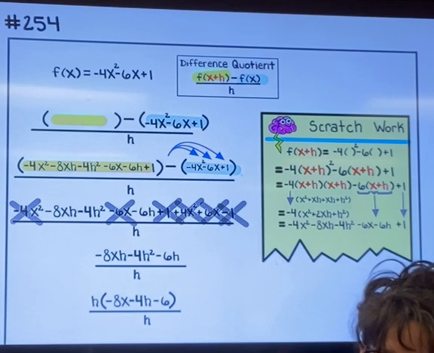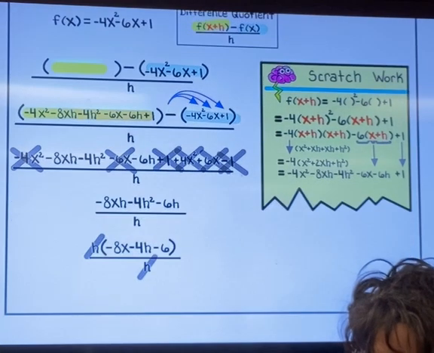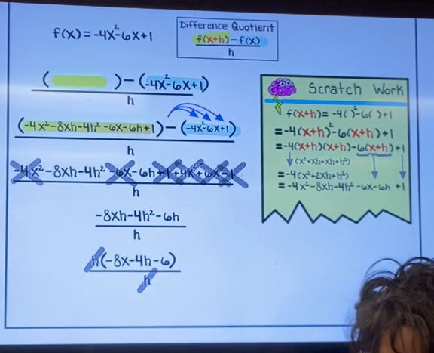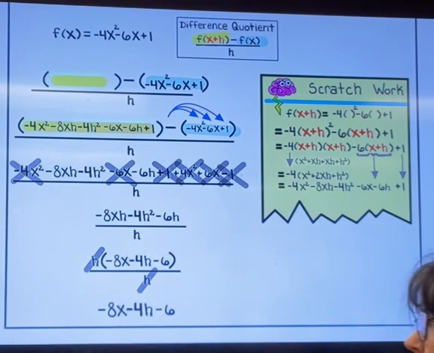So finally, this h here that I factored out can cancel with this h here, and so my final answer is negative 8x minus 4h minus 6.